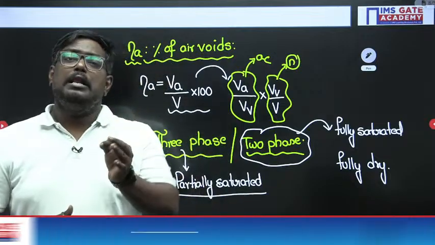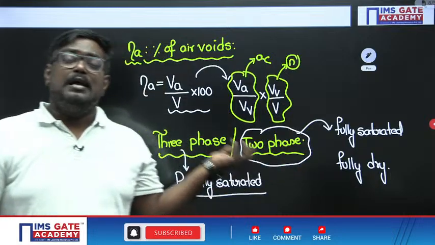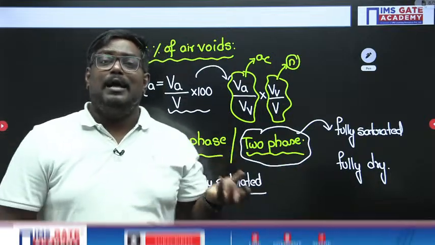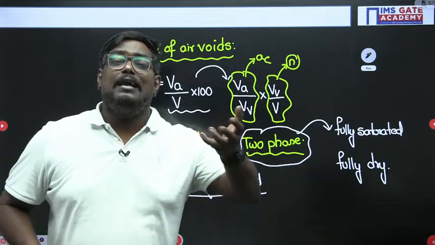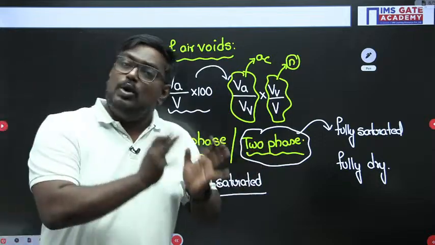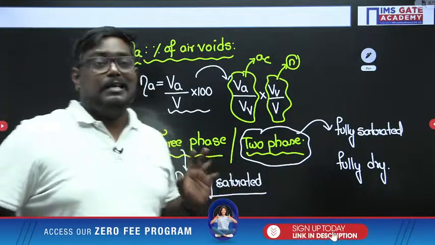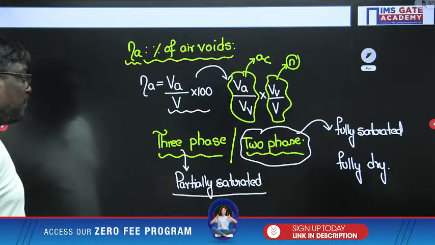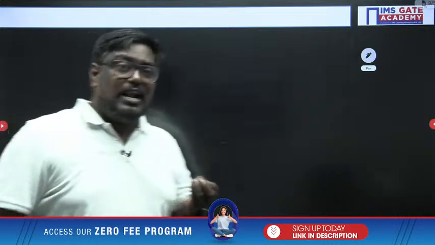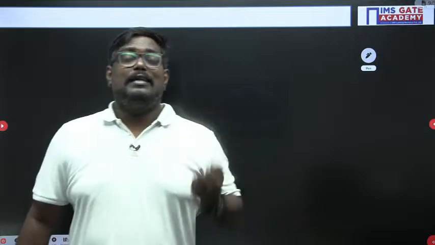A soil can be represented as a three-phase system or a two-phase system. A three-phase system is nothing but a soil which has both air and water in the voids. A two-phase system consists of only air or only water. So you should be very careful in problem solving, because these concepts will help you to understand effective stress problems whenever there is a water table effect.